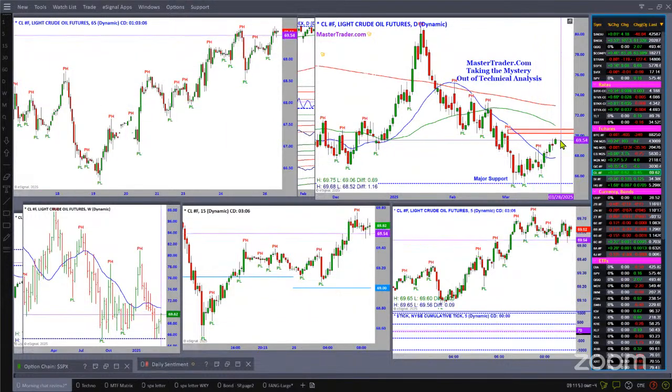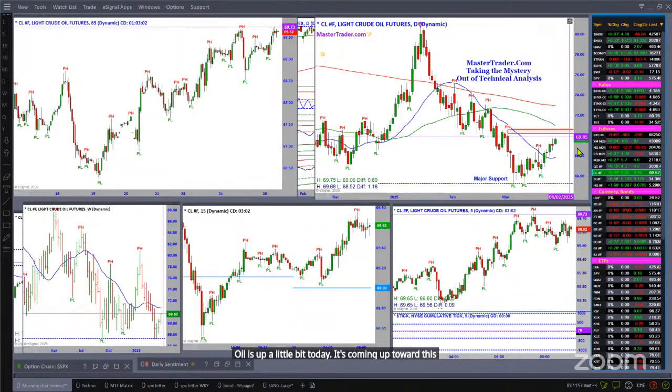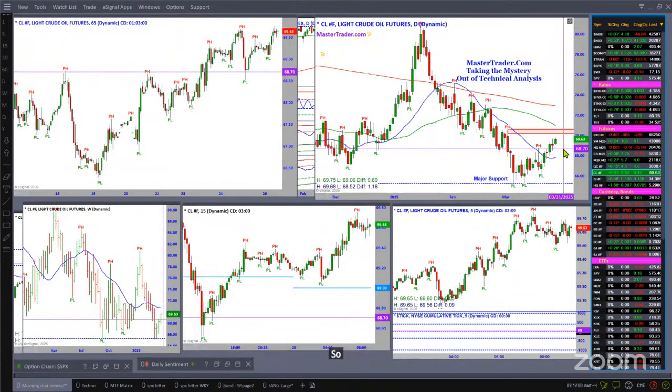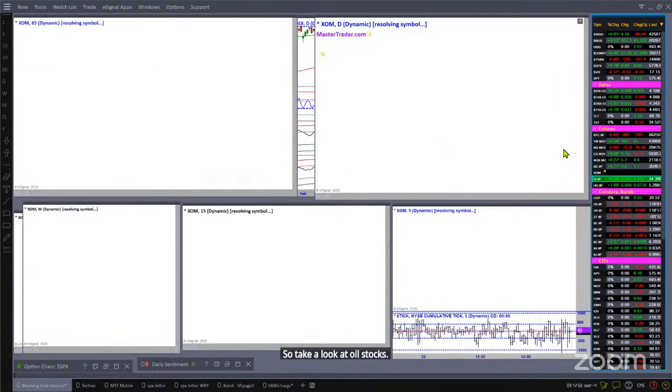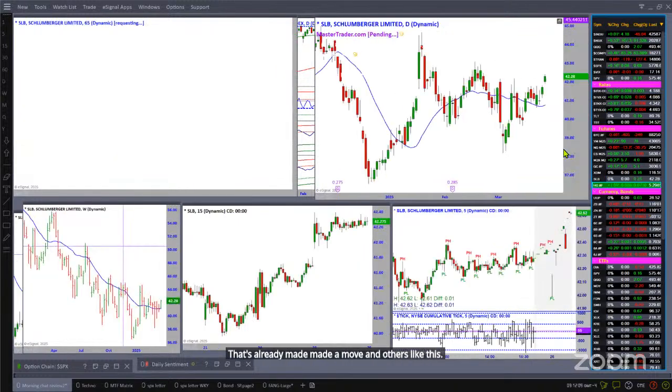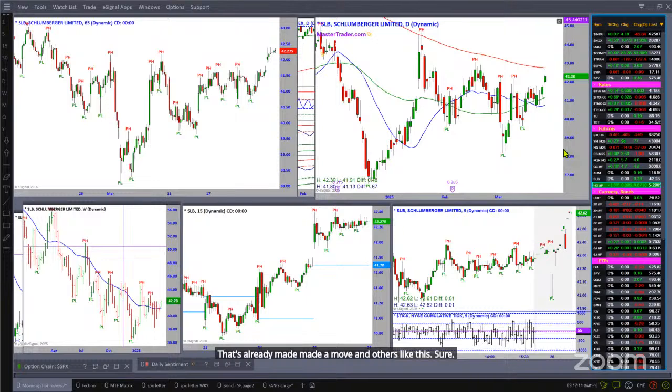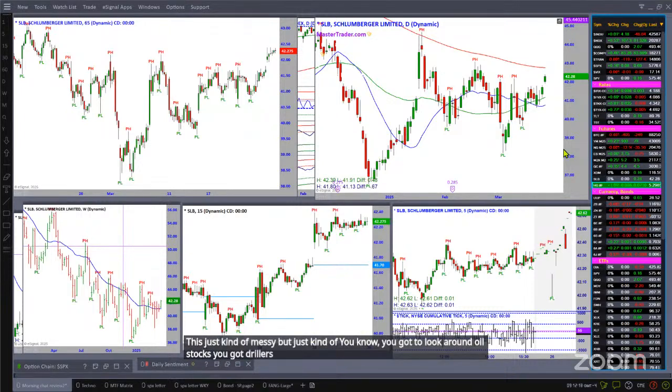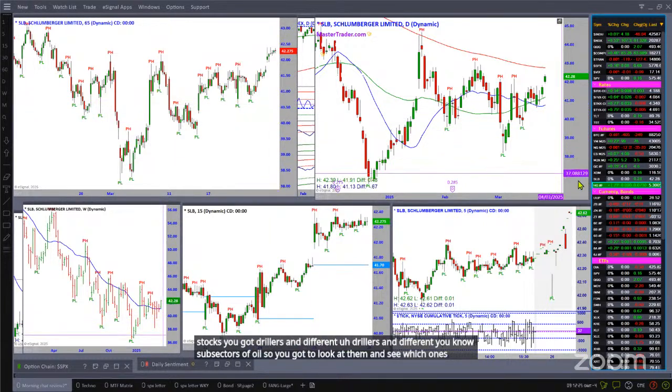Oil is up a little bit today. It's coming up toward this resistance area. So take a look at oil stocks. Well, that's already made a move, and others like this. I saw this, just kind of messy, but you got to look around oil stocks. You got drillers and different subsectors of oil. So you got to look at them and see which ones are in favor and which ones are not.